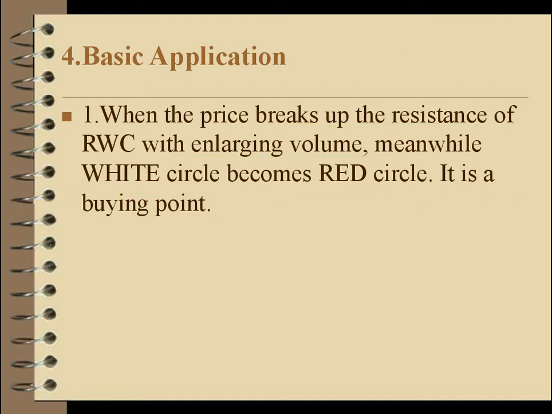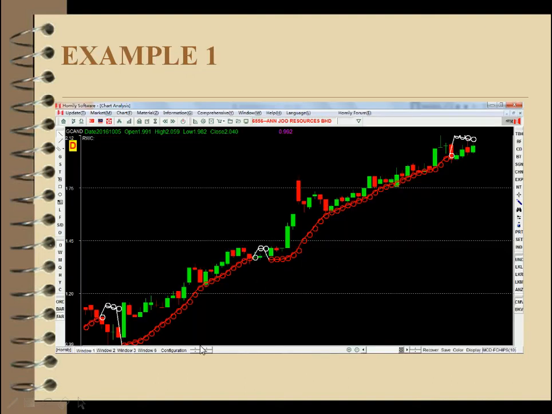Let's see the example. Let me show you this one. The price goes up, here is the young candlestick, and then it goes up, and you can see it has broken up the resistance of the red and white circle. This one also, the price breaks up the red and white circle, right? So now it means the short-term trend has changed. Now it goes up, right? So this is the first.